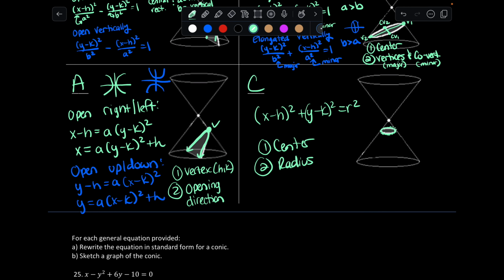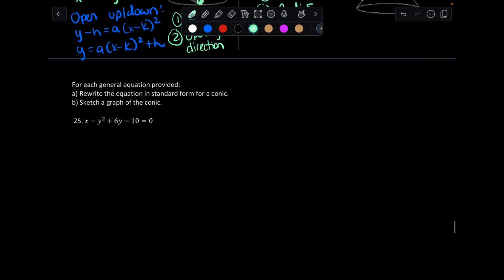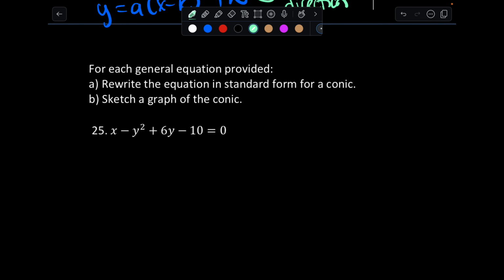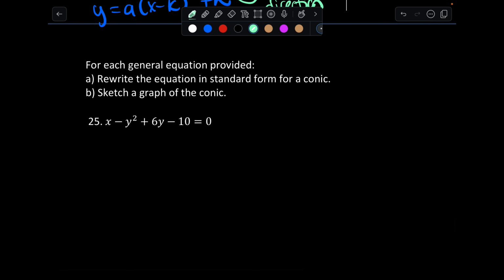All right, so let's move on to the meat and potatoes of this section and what you will be expected to do on the assessment. For each general equation provided, rewrite the equation in standard form for a conic and then sketch a graph of the conic. I'm going to push through this pretty quick so that the video is not too long, but if you need to, you can just rewind or slow it down, okay?